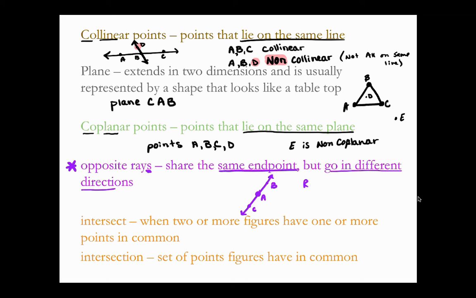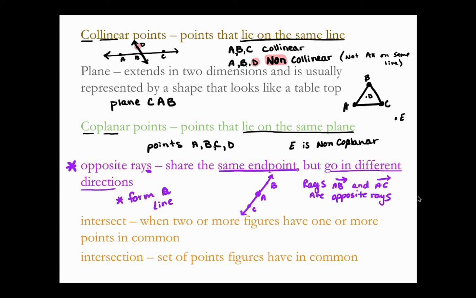So rays AB, and the other one also starts at A and goes in C, are opposite rays. And opposite rays will always form a line.